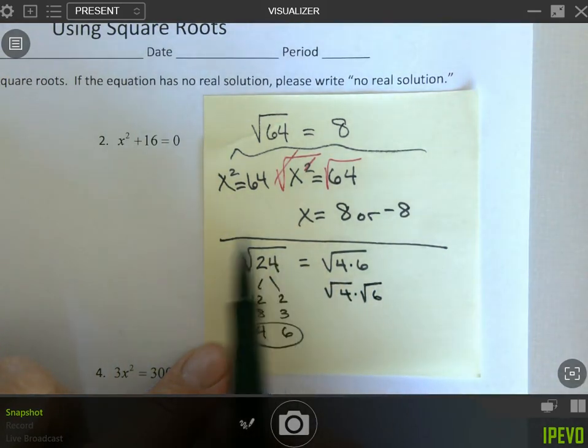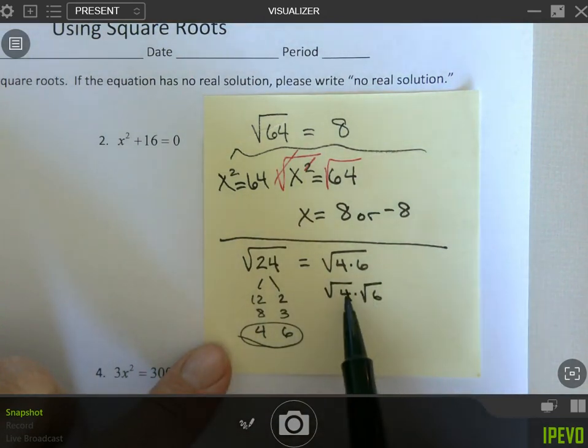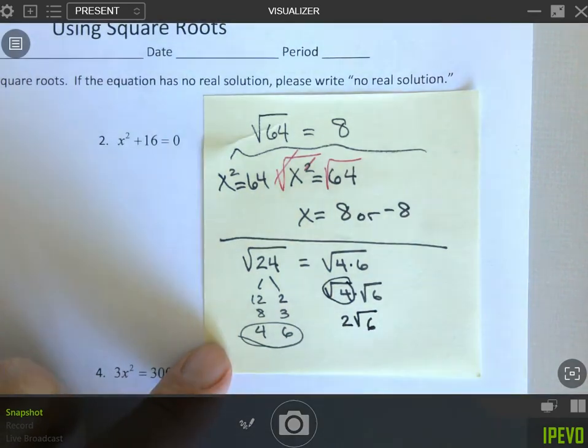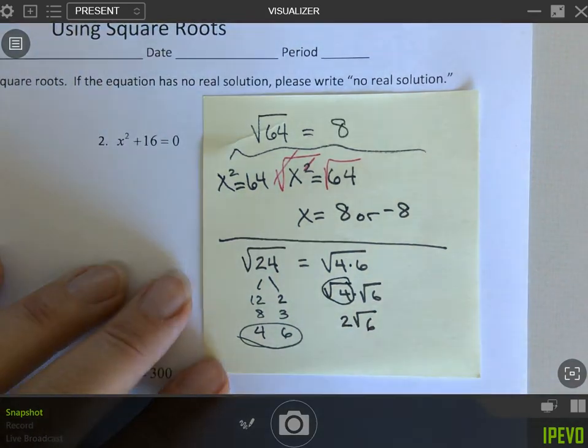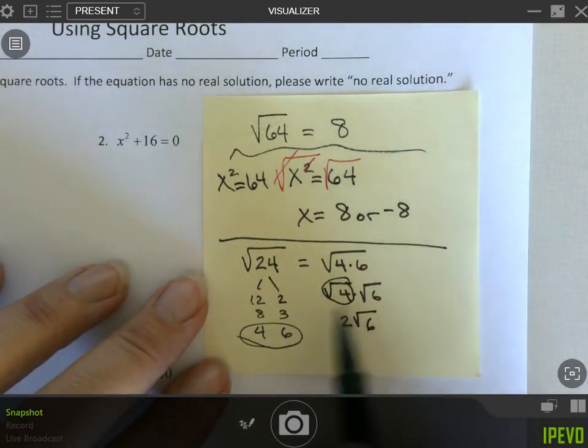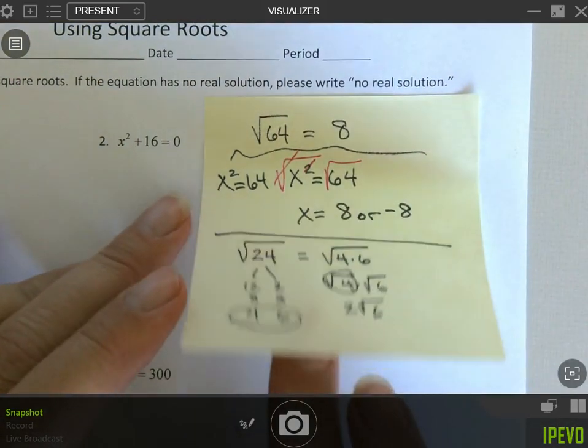So if I have the square root of 24, and I break it down, the square root of 4 is 2. Keep the square root of 6. So that's it. We're done. But we're only looking at the positive. Now let me change this.